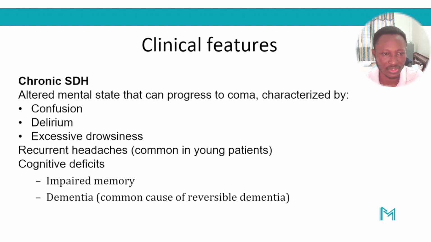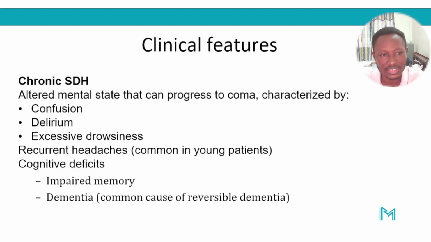So let's talk about the clinical features of chronic SDH. You have altered mental state that can progress to coma, characterized by confusion, delirium, drowsiness. Then some patients in some instances may present with headaches. This is especially in young patients, who might have recurrent headaches. It's not very common in the elderly, because in the elderly there's brain atrophy and there's extra space in the brain, so the person can continue to bleed and not have evidence of increased cranial pressure, and therefore they won't have this headache. So typically, the chronic SDH that presents with headaches commonly occurs in a young patient.